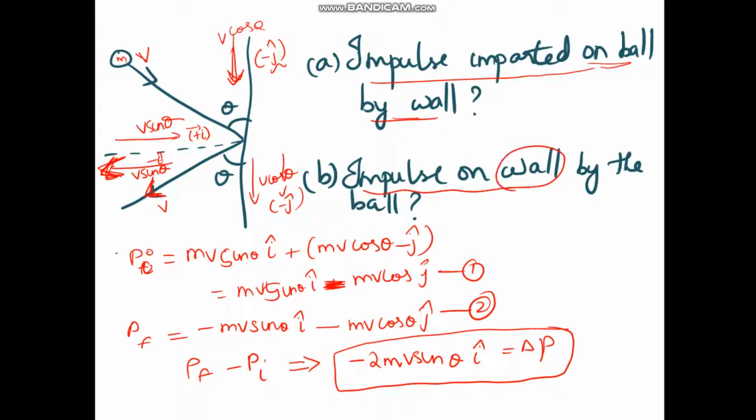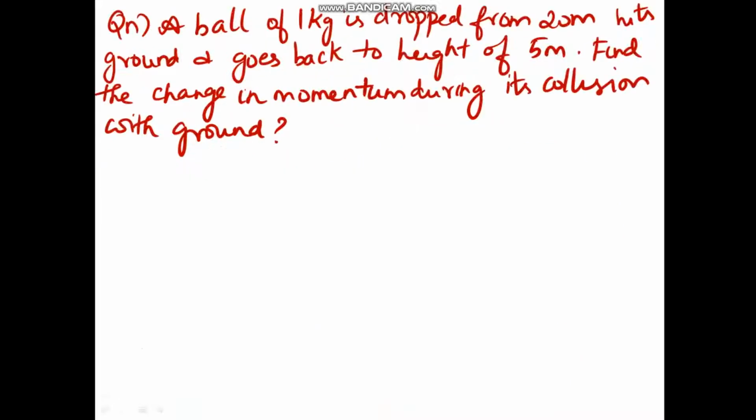Impulse on the wall by the ball. So what is the impulse created by the ball on the wall, they are asking. See, because of the ball bouncing, does the wall get moved? No, the wall doesn't get moved. So there is no impulse created, which is simply 0 newton second. That is the impulse on the wall by the ball.